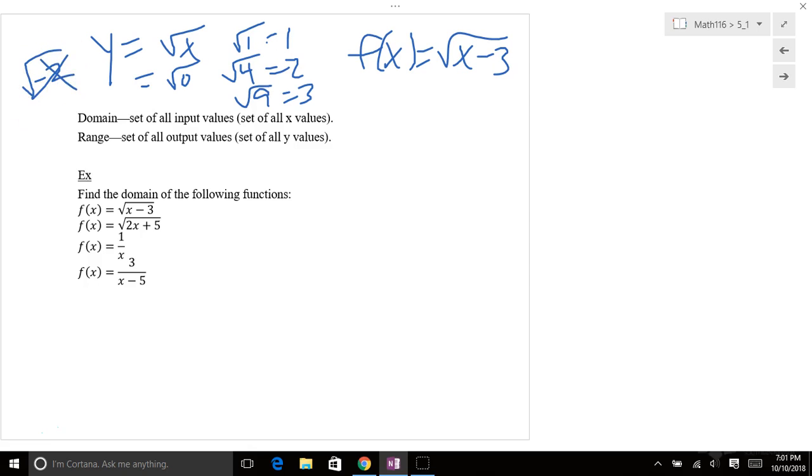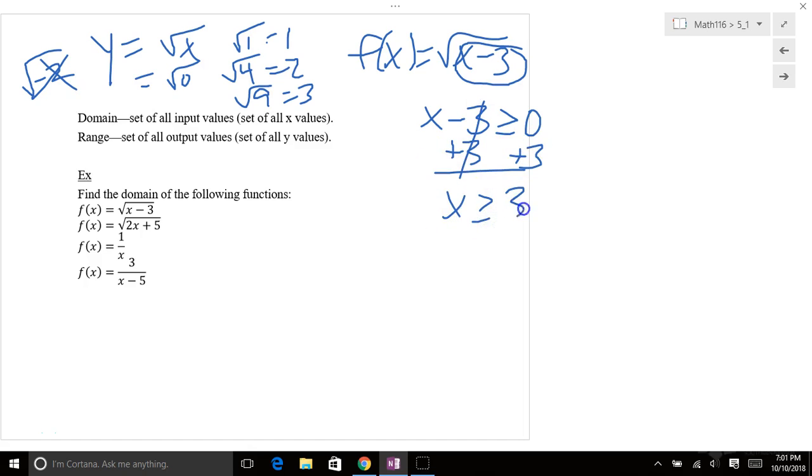You can't do that. So whatever you have under the radical, this x minus 3, has got to be greater than or equal to 0. And that's going to tell you what your x value has to be. So you add 3 to both sides. You can solve this. X has always got to be greater than or equal to 3. That's your domain. Your domain is x has got to be greater than or equal to 3.